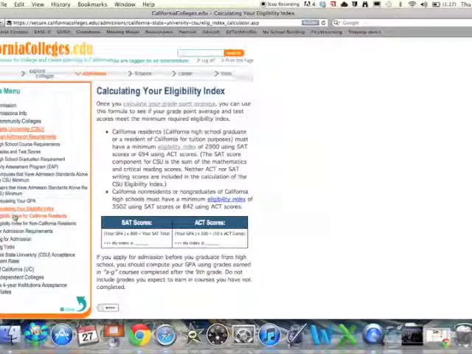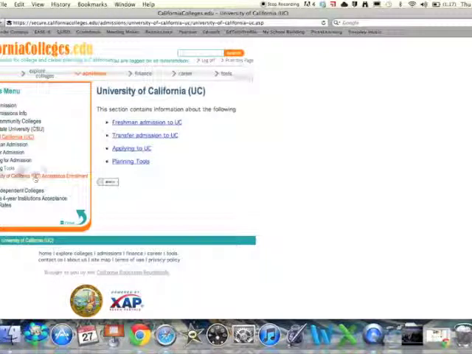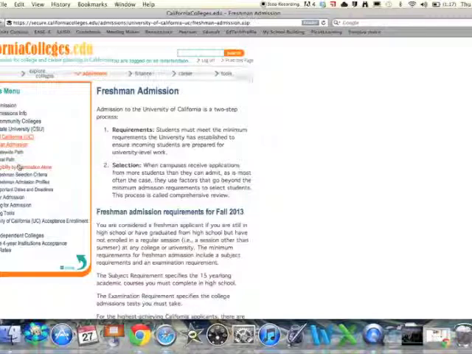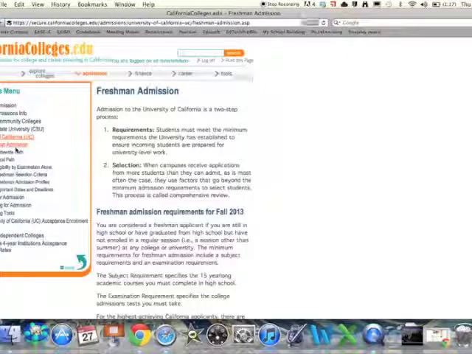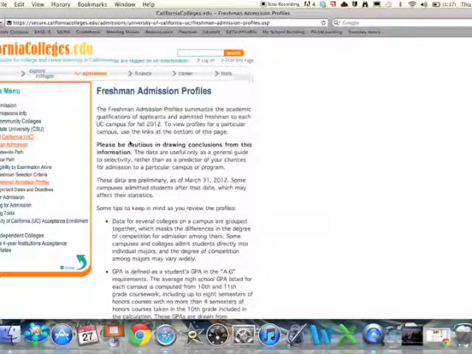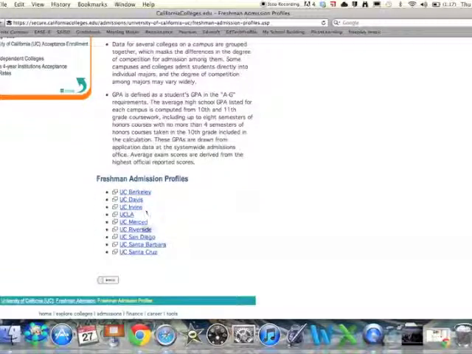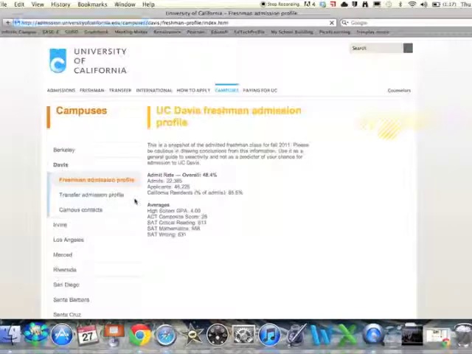If we go back, we notice that it's different for UCs. UCs will give you different ones depending on it. If we were to click into it, eligibilities, profiles, etc. Every UC has different requirements. Let's take, for example, Davis. Davis asks you for these ones. The average student entering UC Davis has a GPA of 4, an ACT of 28, and SAT scores of 613, 650, and 631. Those are average scores for it.